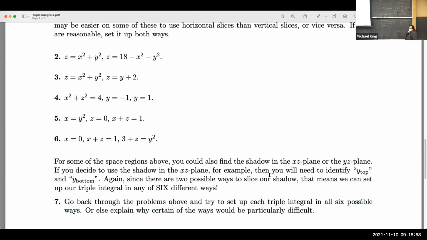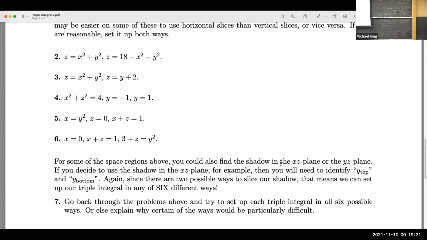Because we talked about that last time too, right? You can project onto any of the 3 coordinate planes, a shadow in any of the 3 coordinate planes, and then set up each double integral in 2 ways with horizontal or vertical slices. So there's really 6 possible ways to do this, right? Makes sense? Should we just jump into group work and do it?